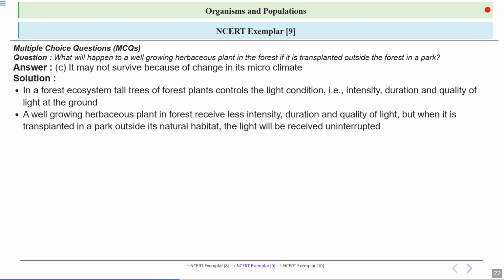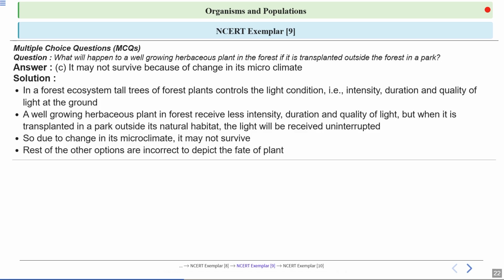The plant is used to dim and filtered light, but now it is getting bright direct sunlight all day. This sudden change can be a big shock for the plant, just like if you suddenly went from a cool shaded room into a hot sun. Because of the drastic change in the microclimate, especially the light conditions, the plant may not survive. The rest of the options are incorrect.